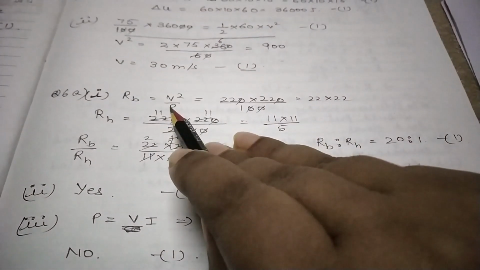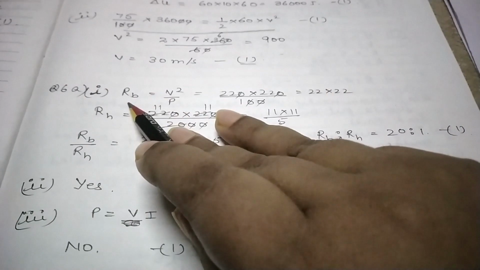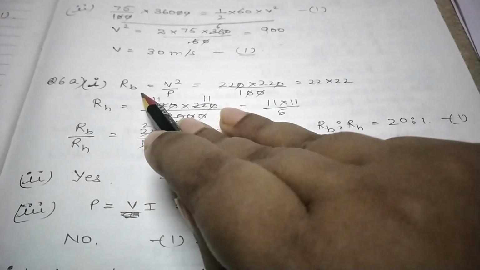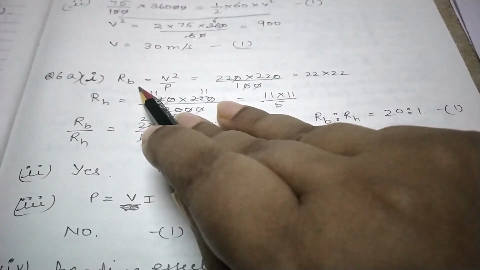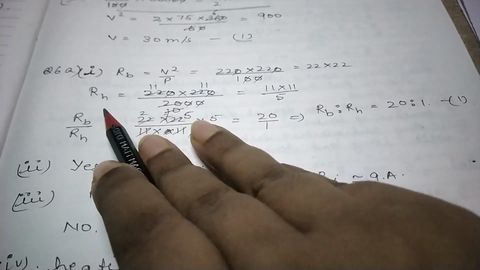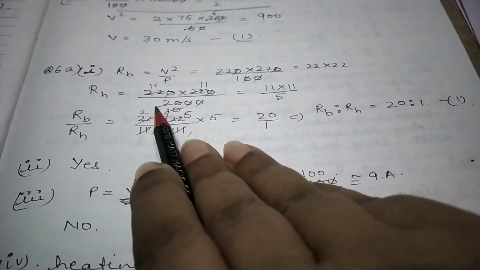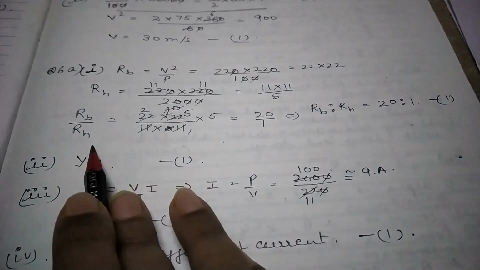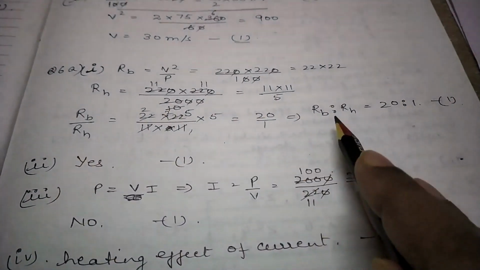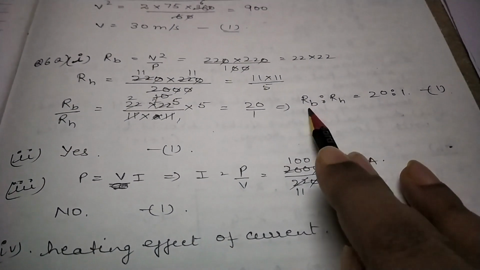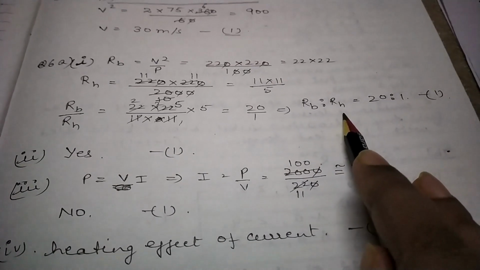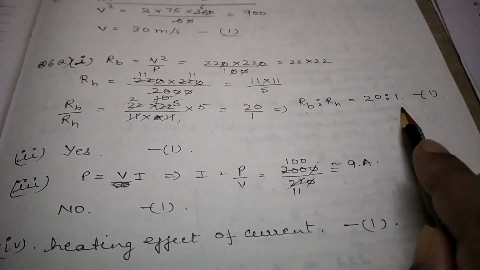V square upon P is the resistance. RB stands for resistance of the bulb and RH stands for resistance of the heater. So on taking the ratio of these two, you will get the ratio of the resistance of the bulb to the resistance of the heater as 20:1.